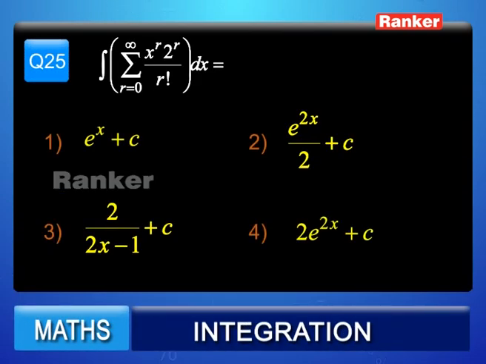Integral of sigma r ranging from 0 to infinity x power r into 2 power r divided by r factorial dx. Options are: first option e power x plus c, second option e power 2x by 2 plus c, third option 2 by 2x minus 1 plus c, fourth option 2 into e power 2x plus c.